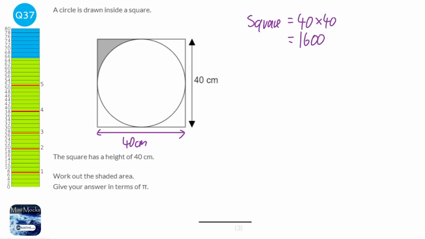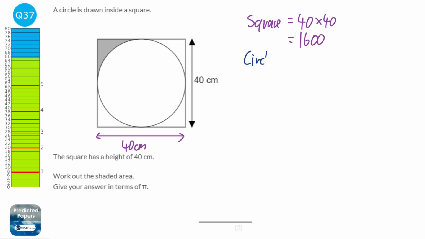The next thing we're going to do is work out the area of the circle, but to do that we need to work out what the diameter of the circle is, and if you notice, the diameter of the circle is just 40 centimeters. It's the same as the width of the square, or height of the square. So if the diameter is 40, the radius would be 20.